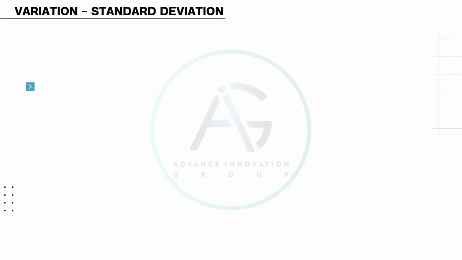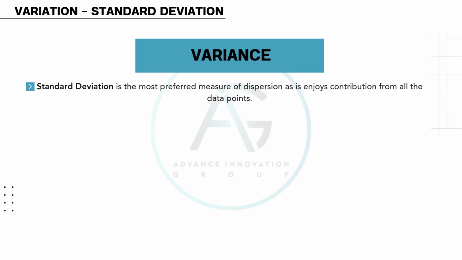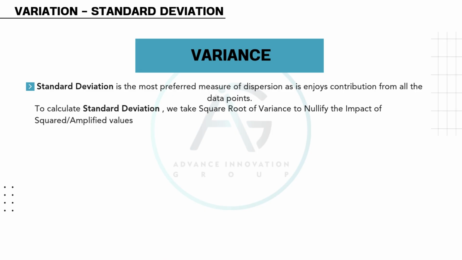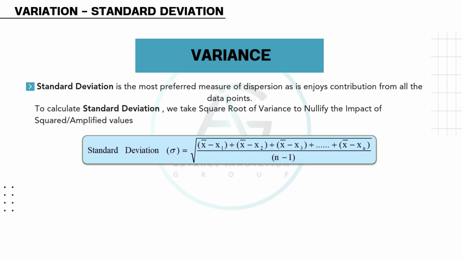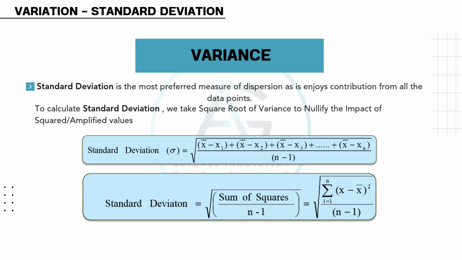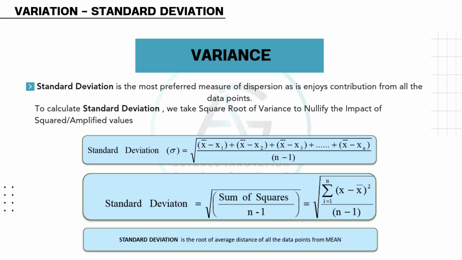Variation: standard deviation. Standard deviation is the most preferred measure of dispersion, as it enjoys contribution from all the data points. To calculate standard deviation, we take the square root of variance to nullify the impact of squared amplified values. Standard deviation is equal to the square root of the sum of (mean minus x1) squared plus (mean minus x2) squared, and so on up to (mean minus xn) squared, divided by n minus 1. Standard deviation equals the square root of the sum from i equals 1 to n of (x sub i minus x bar) squared, divided by n minus 1. Standard deviation is the root of the average squared distance of all the data points from the mean.